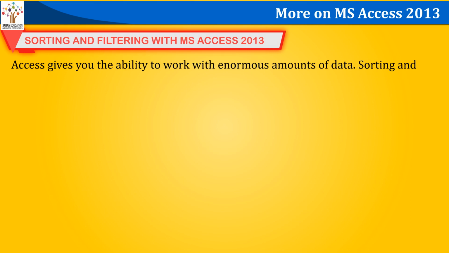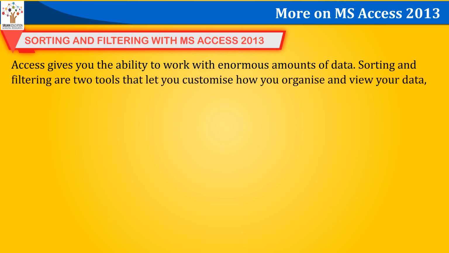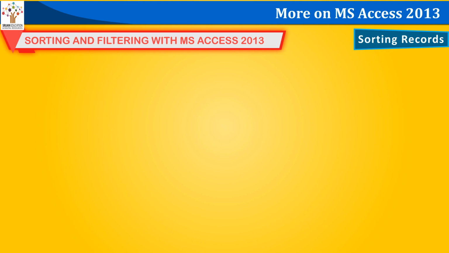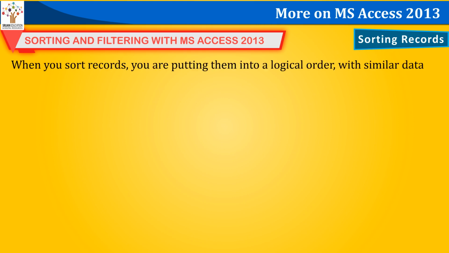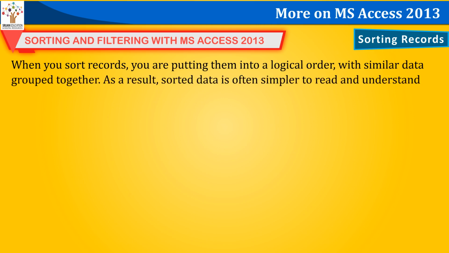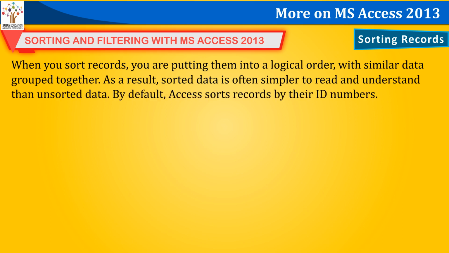Sorting and filtering with MS Access 2013. Access gives you the ability to work with enormous amounts of data. Sorting and filtering are two tools that let you customize how you organize and view your data, making it more convenient to work with. Sorting records. When you sort records, you are putting them into a logical order with similar data grouped together. As a result, sorted data is often simpler to read and understand than unsorted data. By default, Access sorts records by their ID numbers.